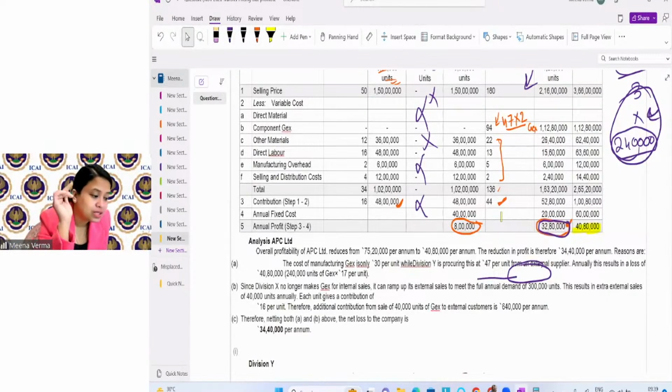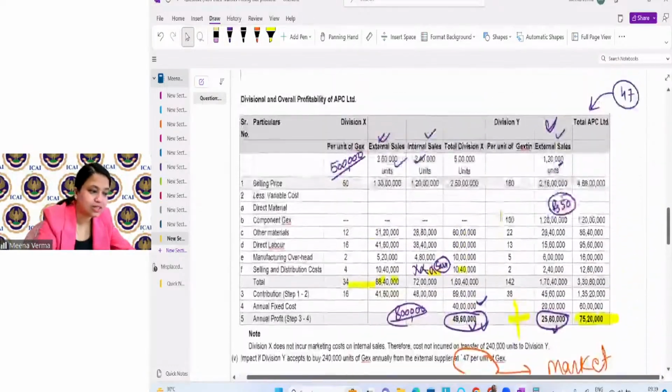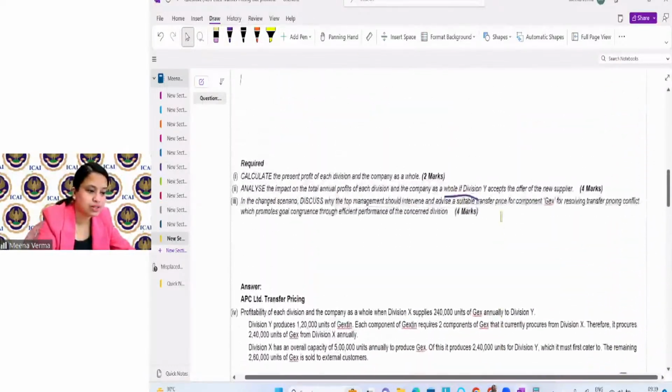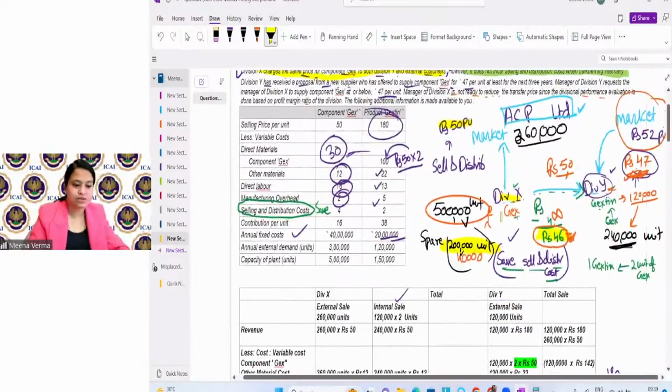You can see here, the profit of the company is drastically reducing. It's not at all a good decision for the company. I had already told you, this is not a good decision. Instead, the company should have agreed at 46, and transferred at 46 instead of 50.